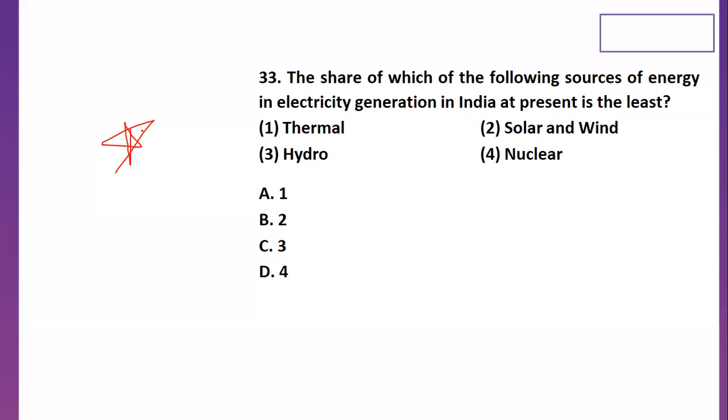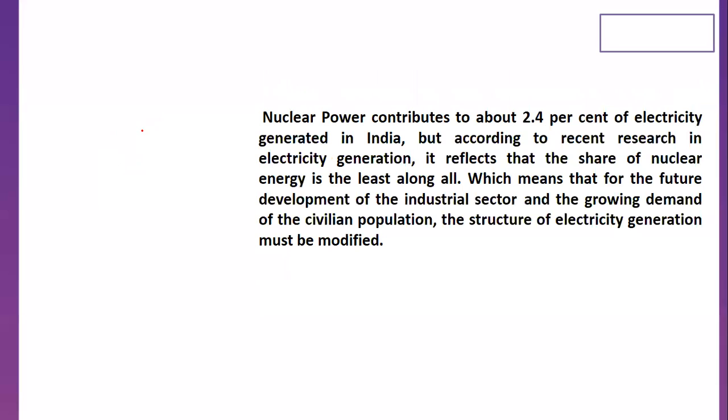So is it thermal, is it solar and wind, is it hydro, or is it nuclear? You need to give an answer for that source of energy which is least. As I said, you should know the source of energy and you should know the percentage, because I have already taken this very well in the class. So the source of energy which is least is nuclear. That is, 2.4% of electricity. It contributes 2.4% of the electricity generated in India.